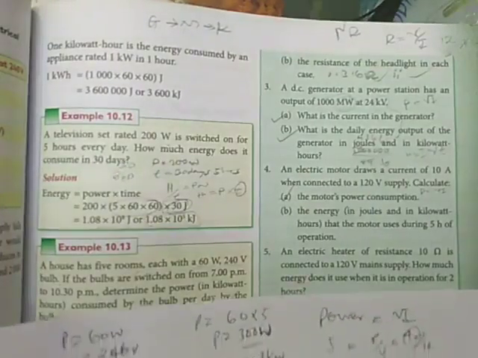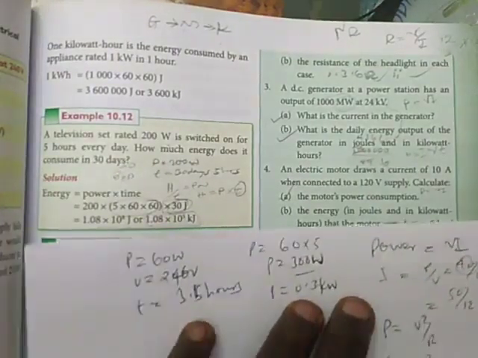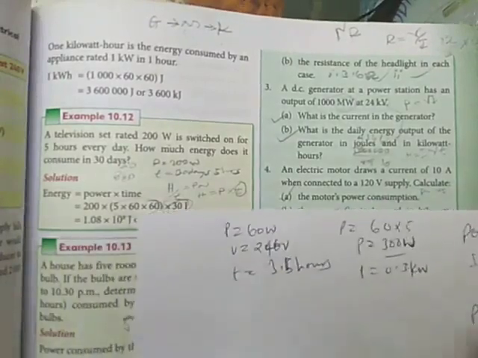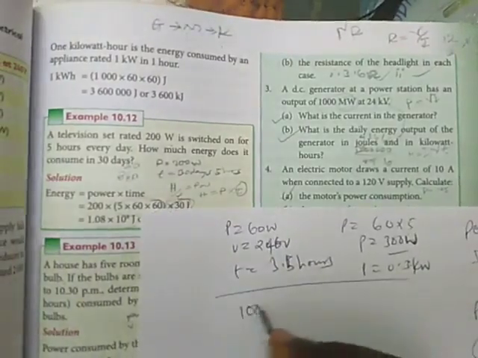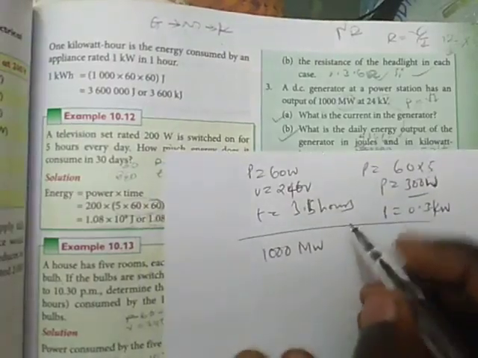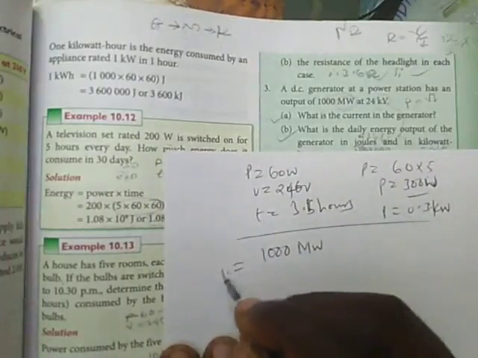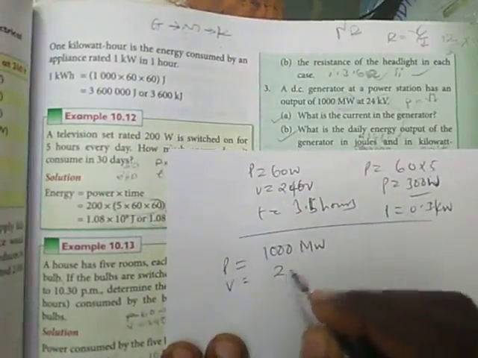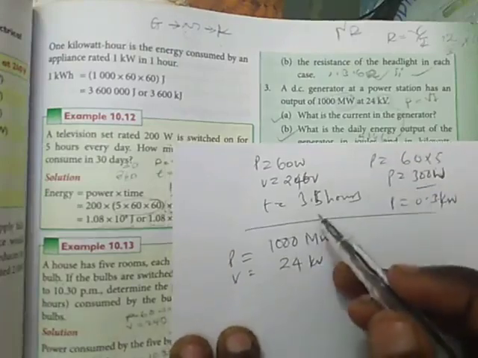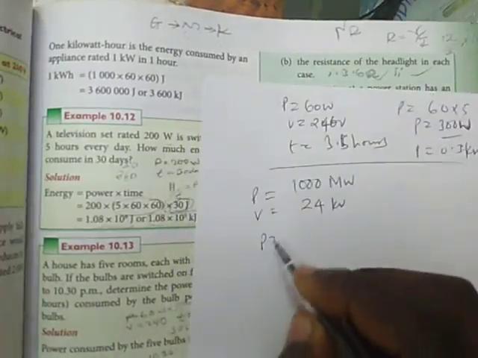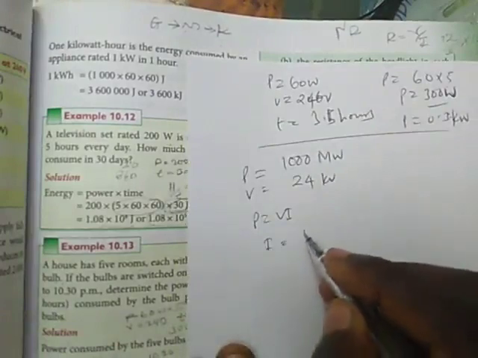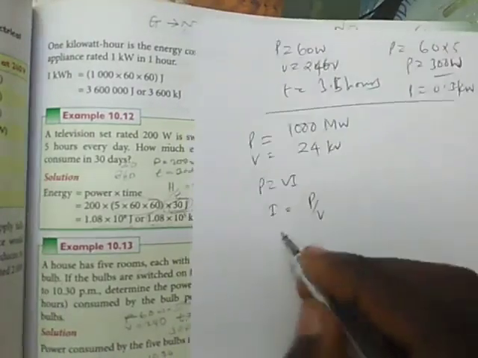A DC generator at a power station has an output of 1000 megawatts at 24 kilovolt. Volt ni 24 kilovolt. Unaona? What is the current in the generator? Power is equal to VI. So current I is equal to power divided by voltage.